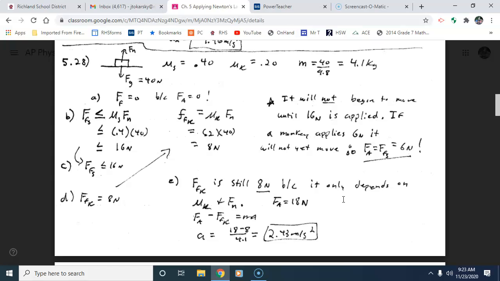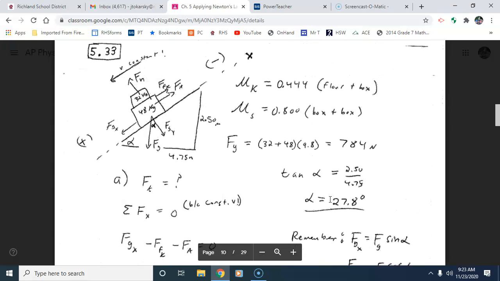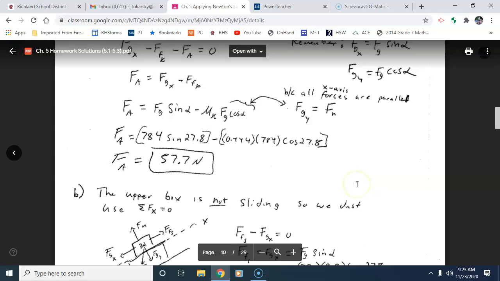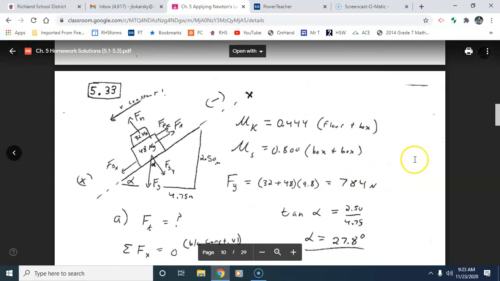33. Okay. A 2-box problem with one sitting on top of the other one. So we got to kind of look at this as a whole, but kind of separate at times as well. So let's read the details here. It says you're lowering 2 boxes, one on top of the other, down a ramp by pulling a rope parallel to the surface of the ramp.